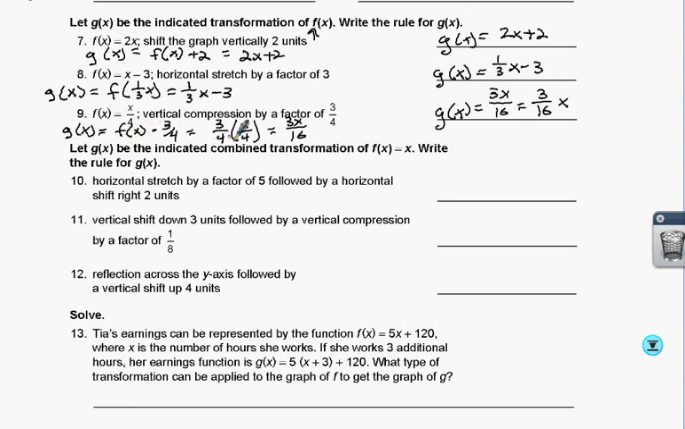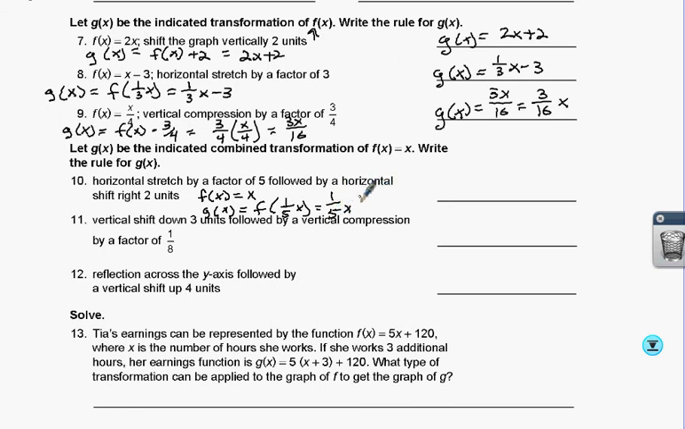If g of x be the indicated combination of f of x equal x, so basically we're going to do 2 functions. So if my original function f of x equals x, I'm doing a horizontal stretch by a factor of 5. So g of x is the old function evaluated at 1/5 x. So everywhere that I see an x, I'm going to put 1/5 x, so that's 1/5 x.